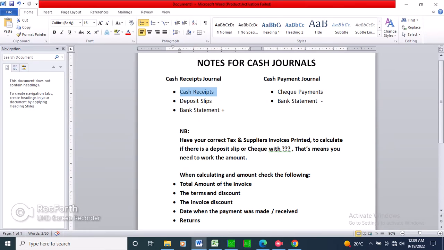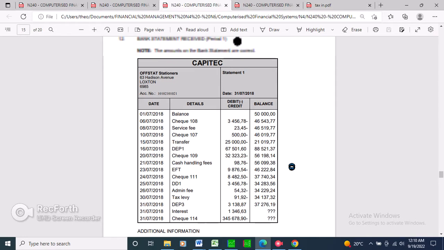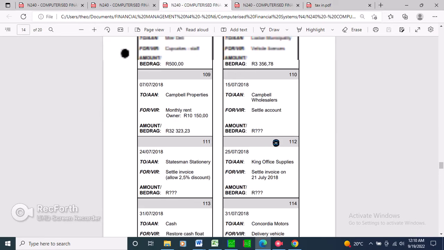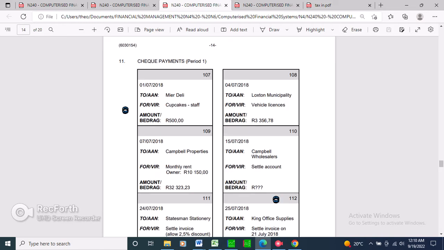Let's move to your cash payment journals. For your cash payment journals, you also check two things: your cash payments and your bank statement, but we're only going to focus on the amounts that have a negative, or a minus. Let me show you where your checks are. These are your checks. These are your payments. You'll record this under your CPJ, cash payment journals. You check your cash payments and your bank statement. Every amount that has a minus needs to be recorded under your CPJ, cash payment journals.